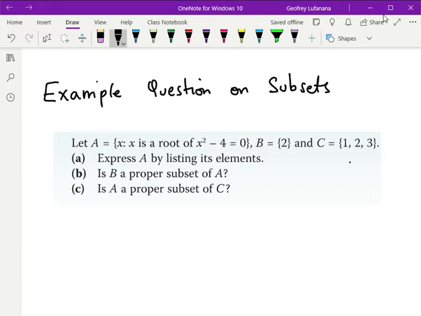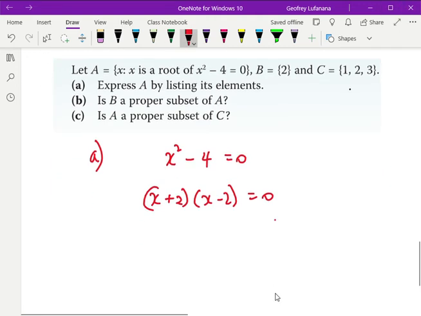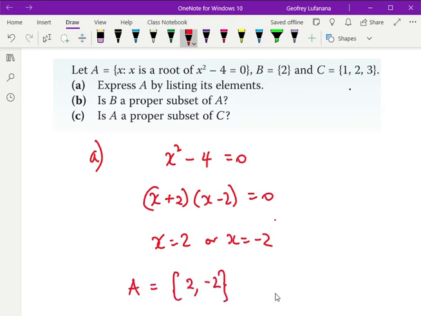So the very first part, they want us to express set A by listing its elements. The elements of set A are basically the roots of the equation x squared minus 4 equals 0. Roots basically means finding out the values of x. This is a quadratic equation, which is a difference of two squares, so we can write it as (x plus 2)(x minus 2) equals 0. On solving that, we'll have that x equals 2 or x equals negative 2. So the members of set A would be 2 and negative 2.